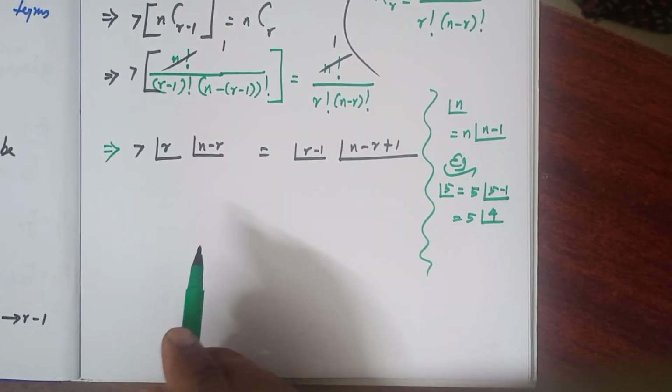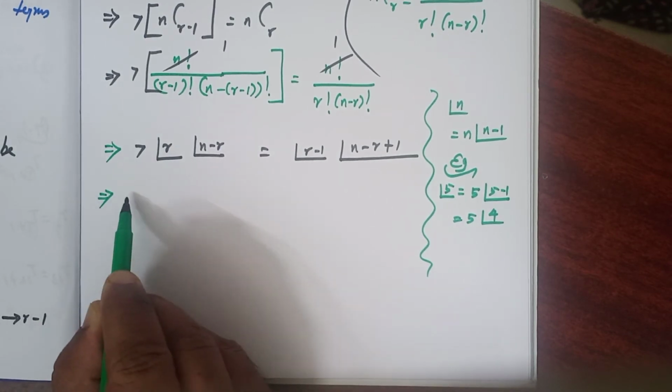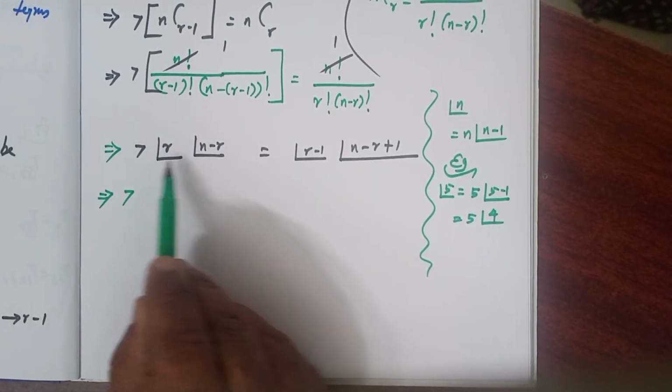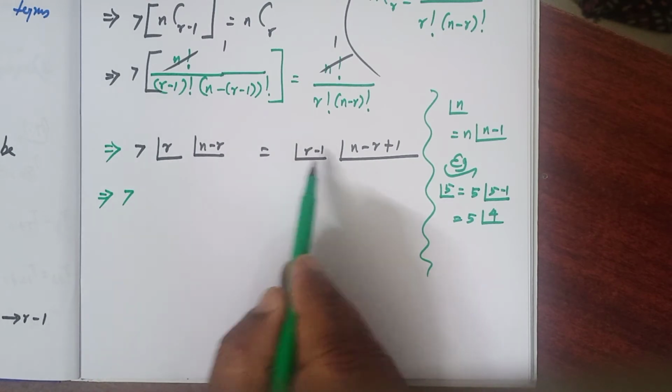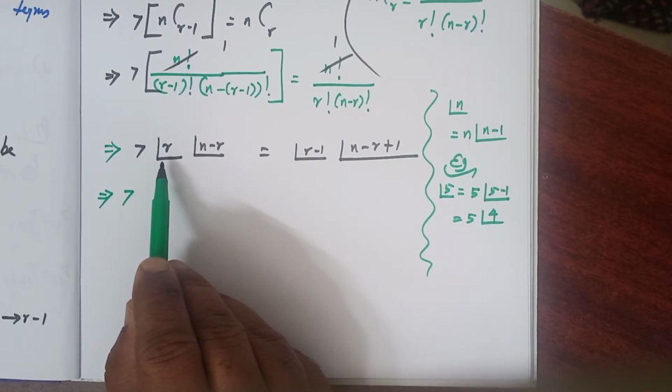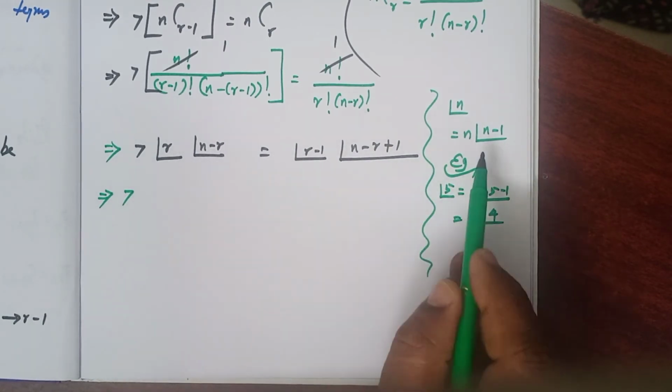Now, which implies 7 into, out of these two, which one is greater, r factorial is greater, so that this formula can be applied.